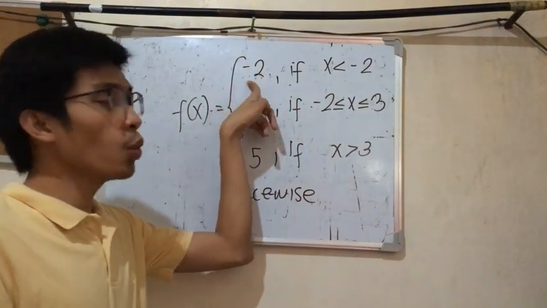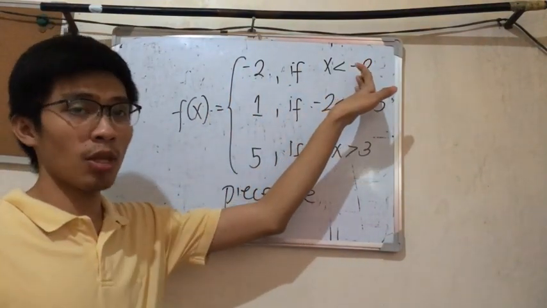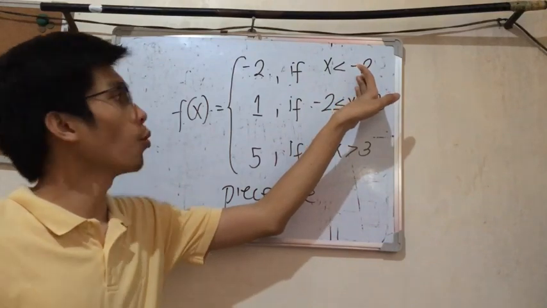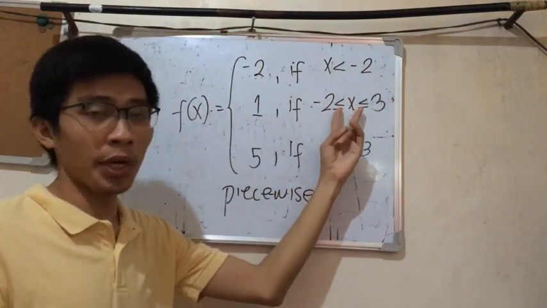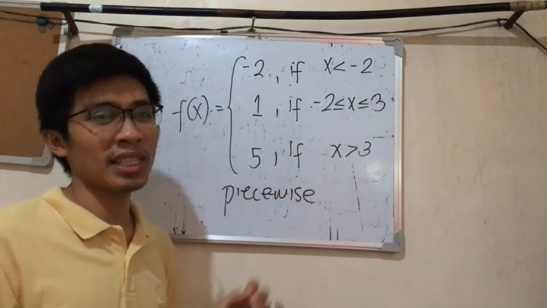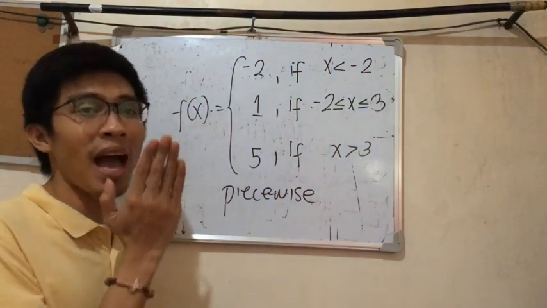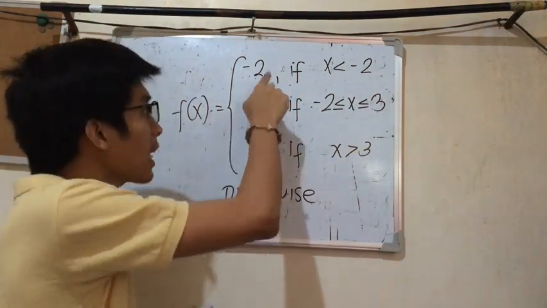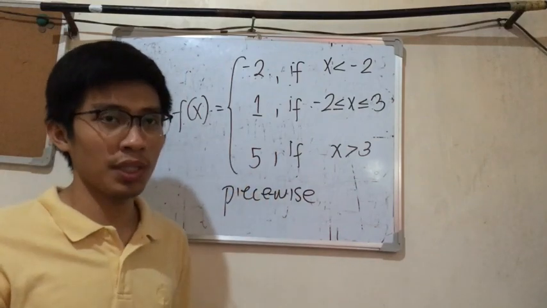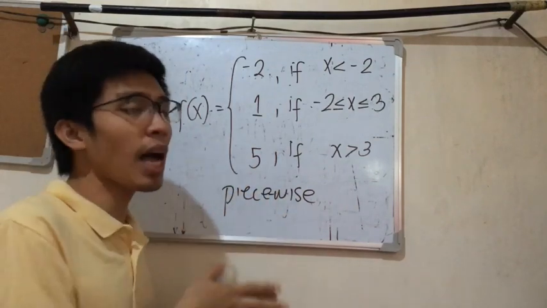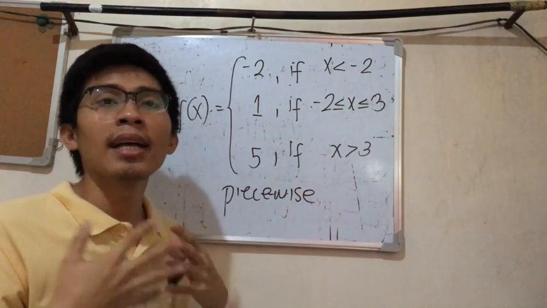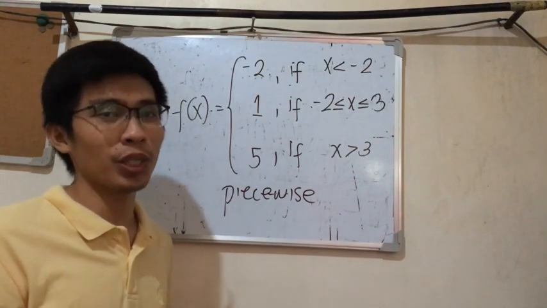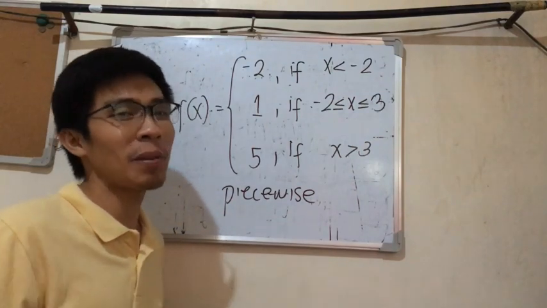For negative 2, it stops at negative 2. For 1, it only works here, and 5 only works here. So in short, we have breaks, gaps in between functions. In short, this kind of function is not continuous in the following points.